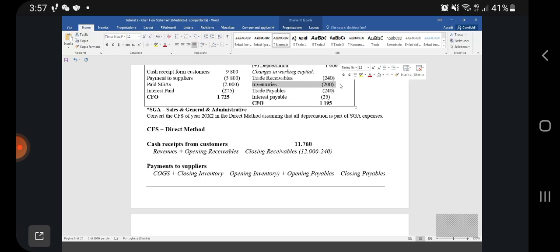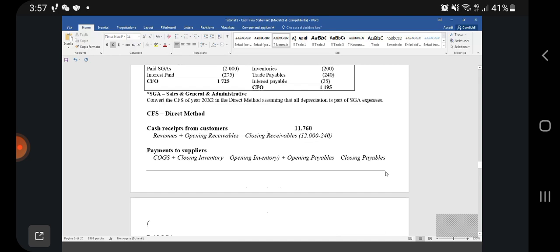We do that because inventories increase during the year. So the difference between closing inventories and opening inventories is positive. And trade payables decrease during the year. So the difference between opening payables and closing payables is negative. Very well, I agree with what you said.